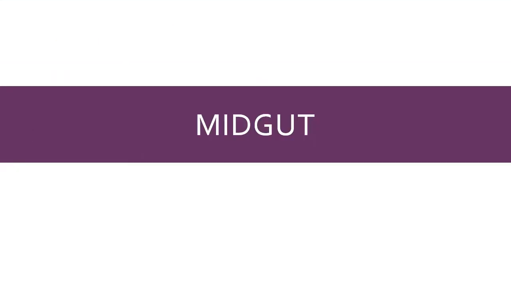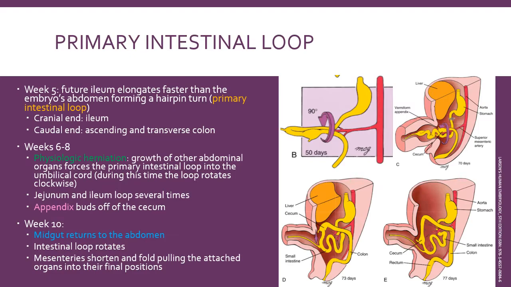All right, so the midgut. How do we make a midgut? So this all starts about week 5, and you can see in the first picture here, highlighted in the orange, that early stomach formation, and then the rest of the gut tube comes down after the stomach. What happens during intestinal formation is that the future ileal region of the small intestine is elongating a lot faster than the baby's abdomen.